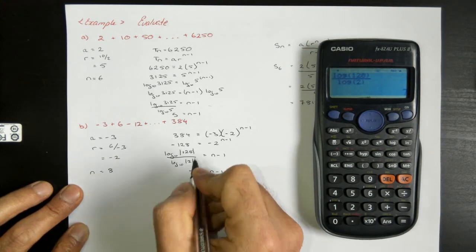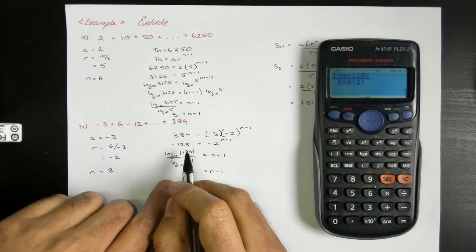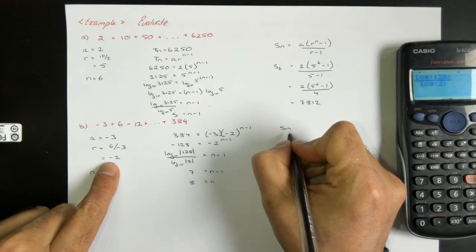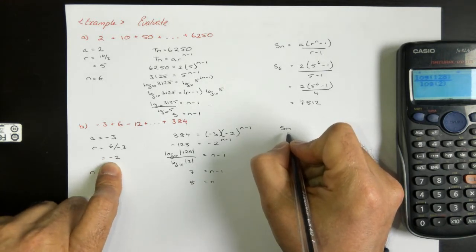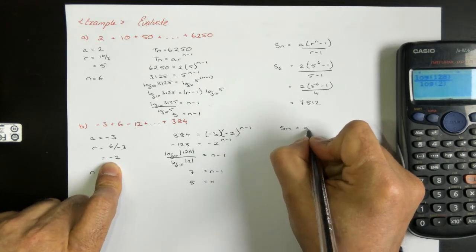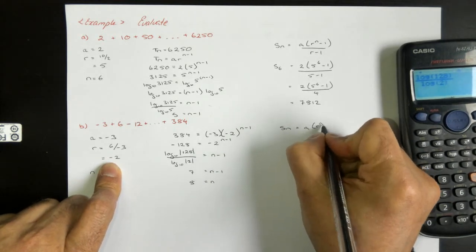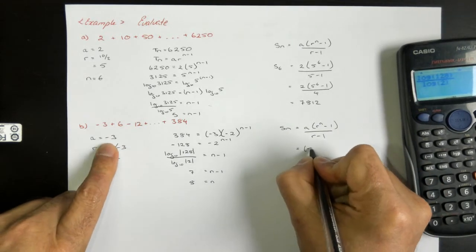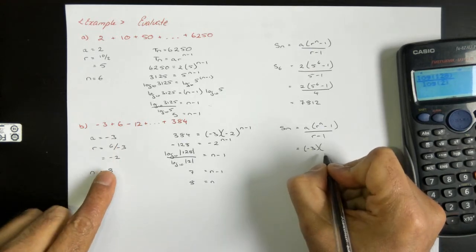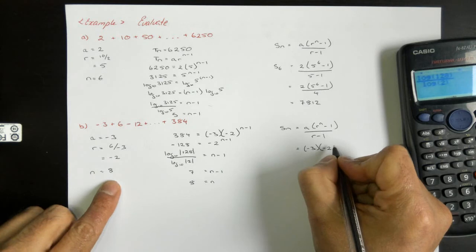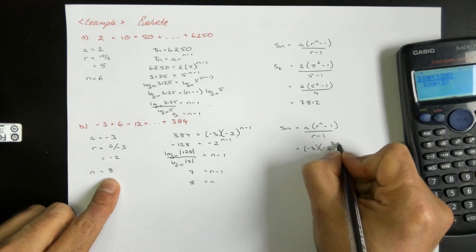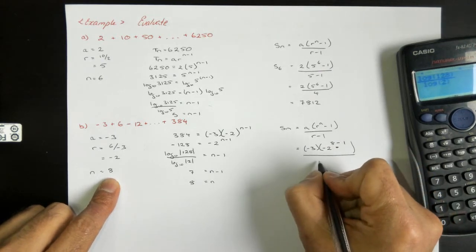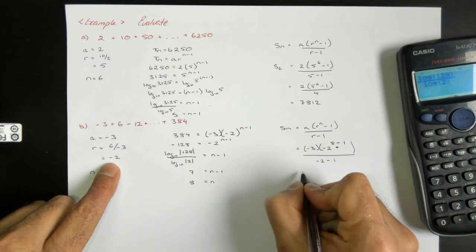Now note that you can't take a log of a negative number, so it has to be the absolute. Therefore, as the absolute of r is greater than 1, we're still going to use this formula. So a is negative 3, r is negative 2, n equals 8, so 8 minus 1, all over r, negative 2 minus 1, so that's negative 3.